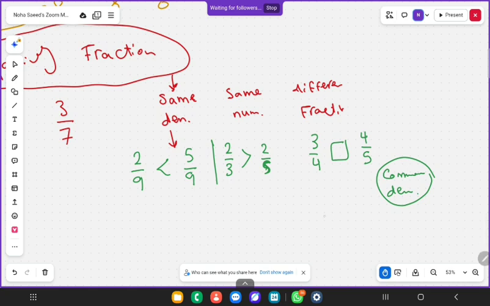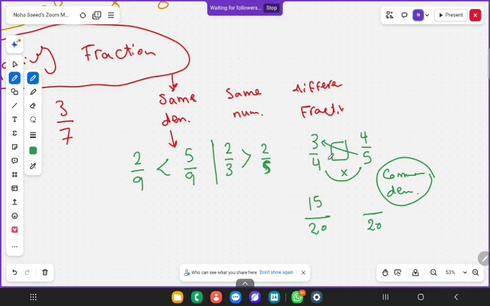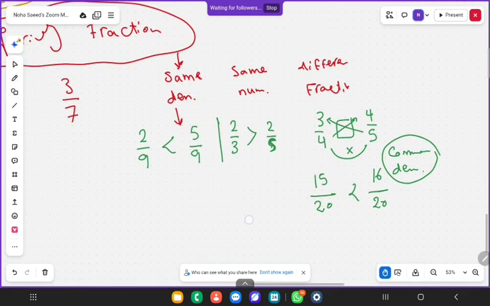How can I get it? By my way, it's easy. Multiply to get the new denominator, and then cross. 5 multiply 3 equals 15. 4 multiply 4 equals 16. Now it's bigger. Is it difficult? I guess it's not difficult. Okay.